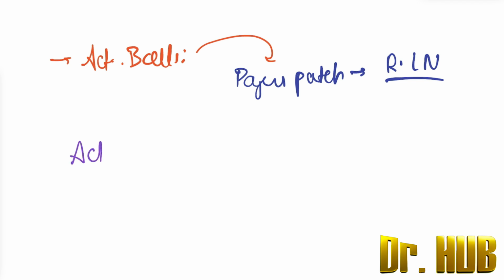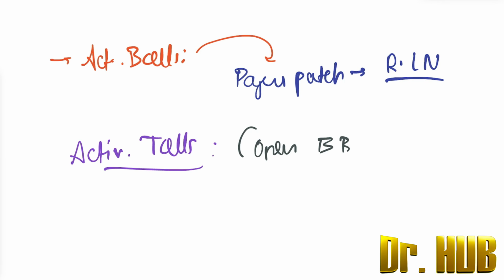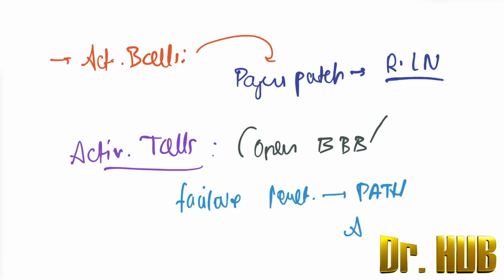Now let's look at the activated T cells. The activated T cells also function to assist the opening of the blood-brain barrier, and facilitate the penetration of the pathogenic autoantibodies.